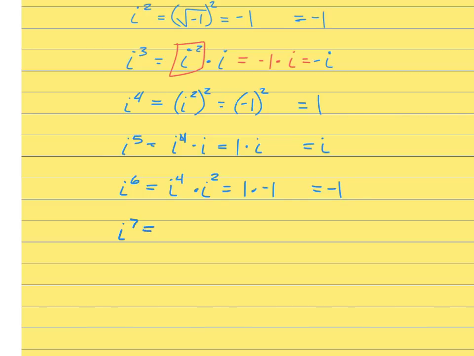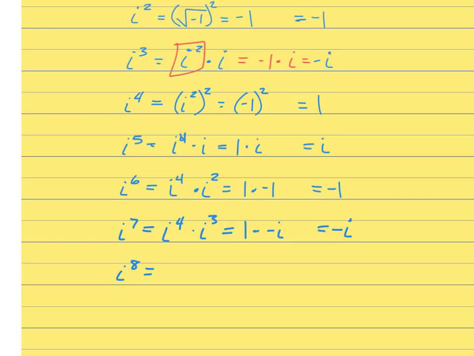Hopefully, you might be seeing a pattern here. This would be i to the fourth, and then with an i to the third. Well, we know that i to the third, we did that one up above. We got negative i, so it's 1 times a negative i, or 1 times anything is just going to be that anything. So that would be negative i. Okay?